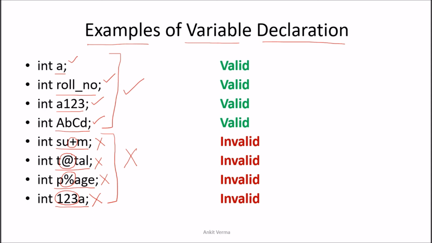Now I am giving one more example. Let us suppose we are saying int roll_number_y12. Is it valid or invalid? Yes, it is a valid declaration because after the integer we have characters, then an underscore, then number is again characters, then again an underscore, y is a character, then 12 is the number. Totally allowed. This is a proper variable declaration.